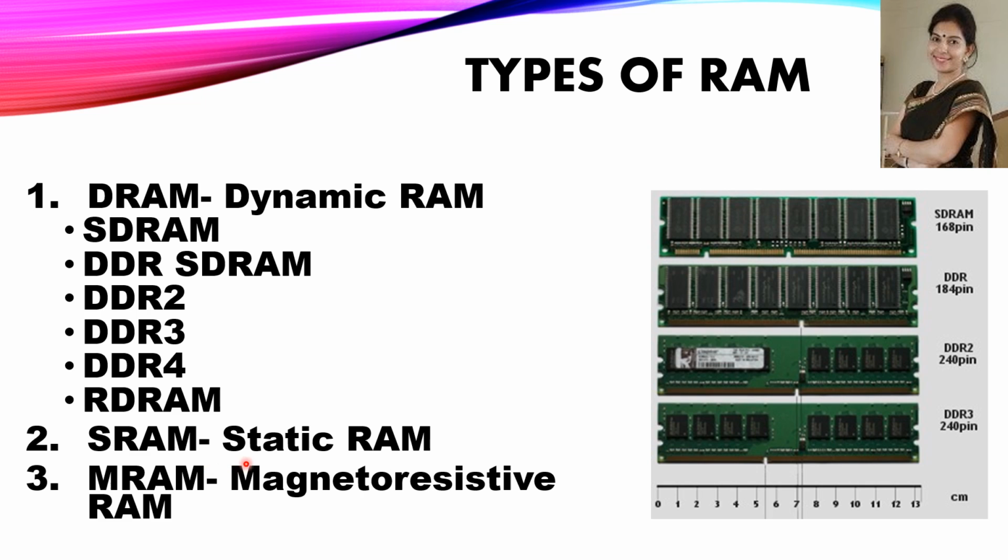Now the third type is magnetoresistive RAM. It is the latest type and it stores data using magnetic charges. In the other two types, dynamic RAM and static RAM, electrical charges are used to store data, while in magnetoresistive RAM it is magnetic charges.